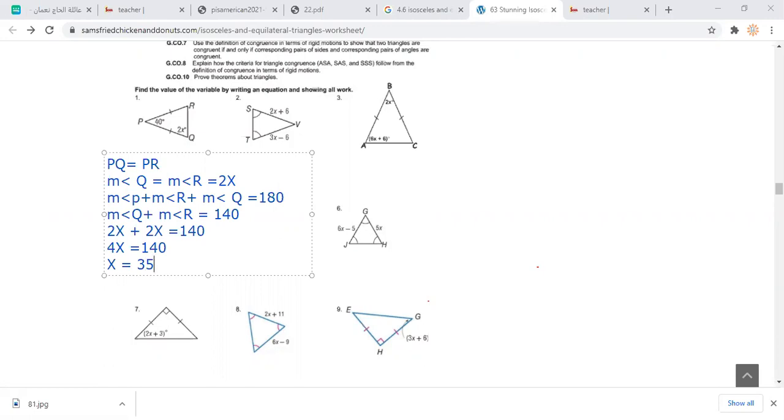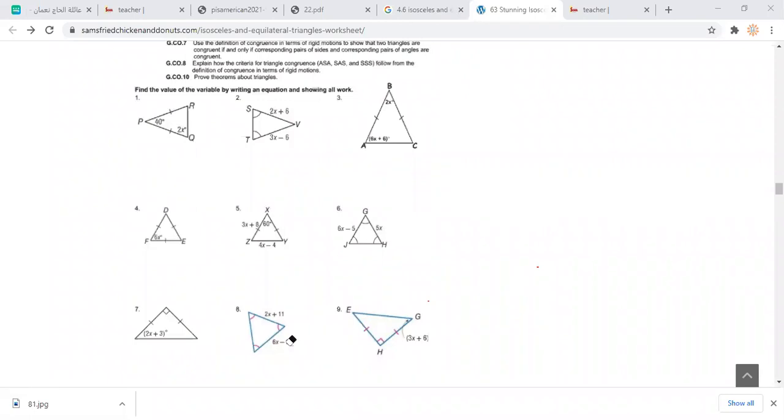So in any question, once we have two sides equal, as I said, the base angles should be equal in measure. Then this is 2x, so the other one should be equal to x. Thank you, Sama. Ahmed.